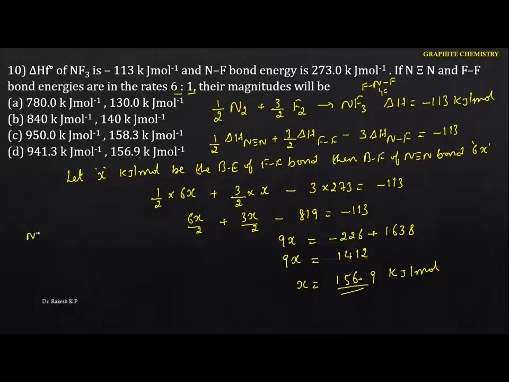Let me calculate here. This is the nitrogen to nitrogen bond. The bond energy is equal to 6x. So now I am going to write 6 into, what is the x value we got here? That is 156.9. The value we got is 941.4 kilojoule per mole. That means we got x as well as 6x. Hence the option will be which one? That is D. Okay, next one.